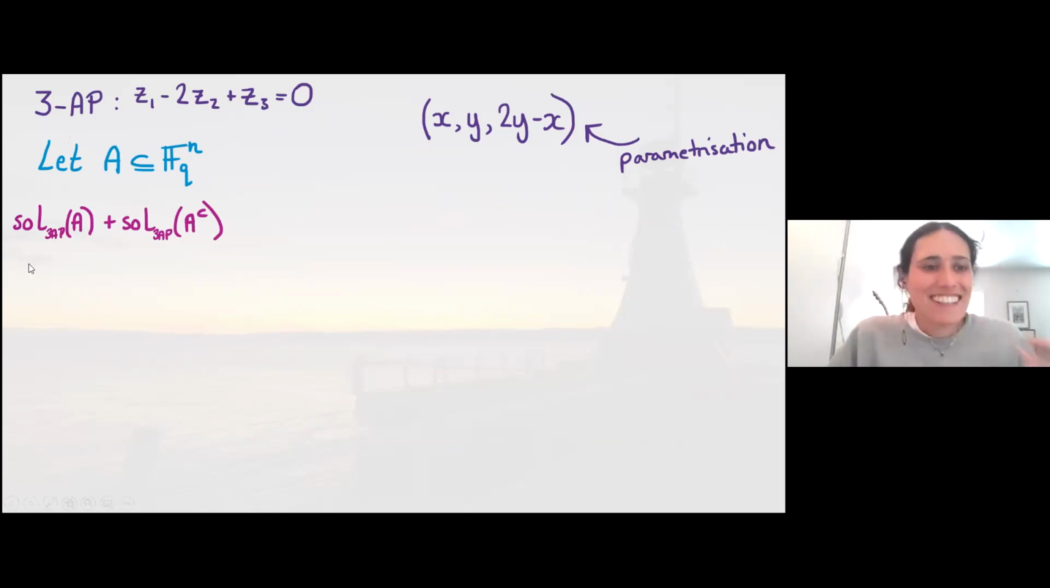So let me give you an example for a single equation. What we're going to talk about in general is systems of equations, and that's the point where I'm going to talk about matroids, because they're more related to systems of equations.